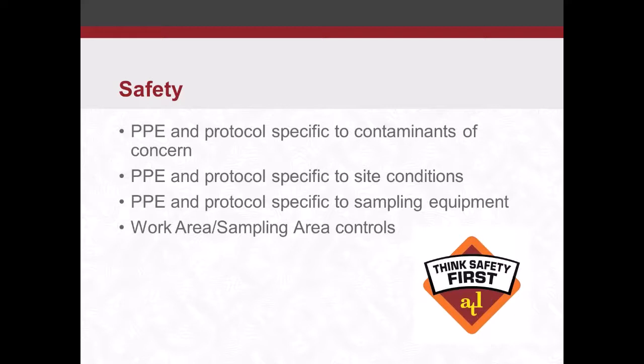And then also your work area and sampling area control. Sometimes we're sampling out in rights of way. We want to make sure we have good traffic control and we have an eye on traffic that might be heading in our direction. Or we're out in a construction site. Make sure we've got things coned off and nobody's entering the sampling area that doesn't need to be there. Not only from our perspective, but also from their perspective. If they don't have the proper PPE on, we don't want to be exposing them to anything they shouldn't be exposed to.